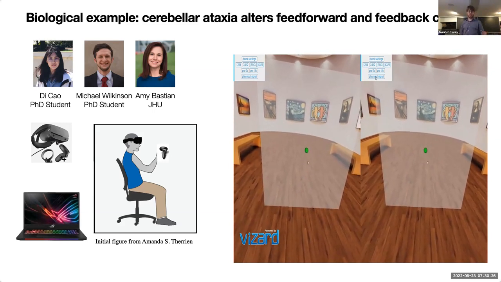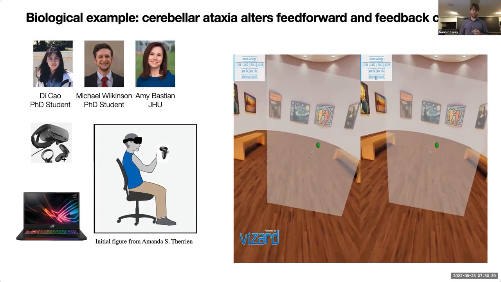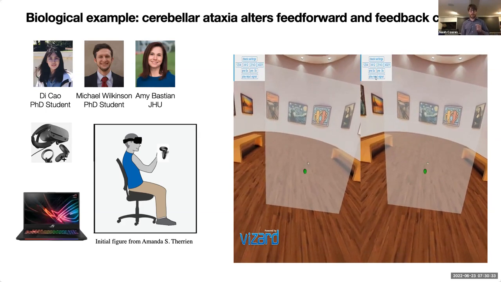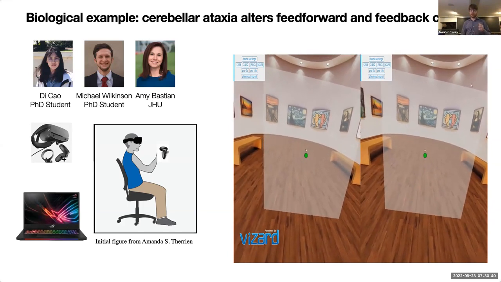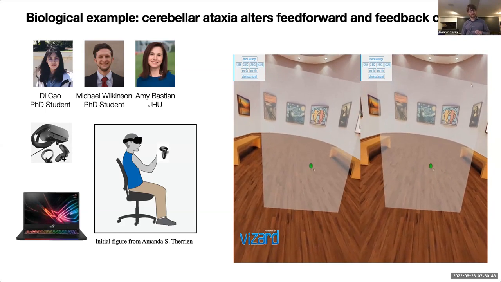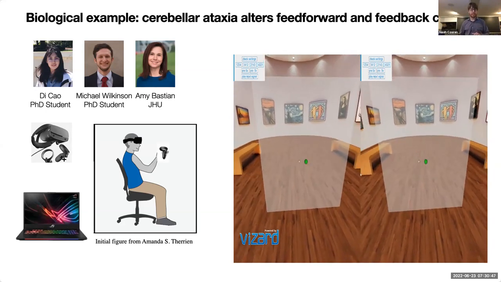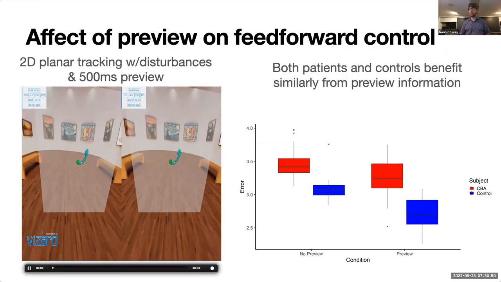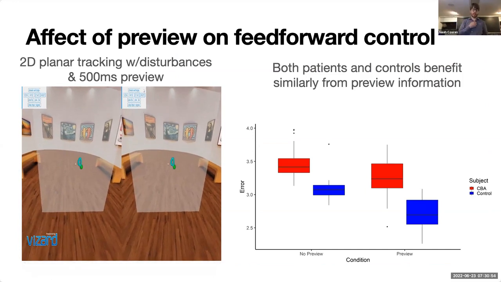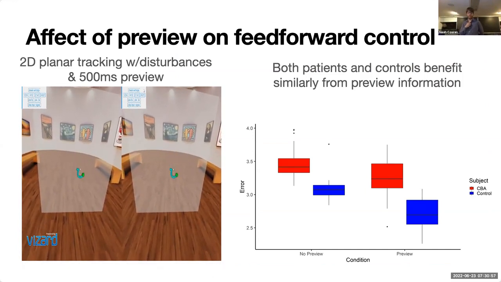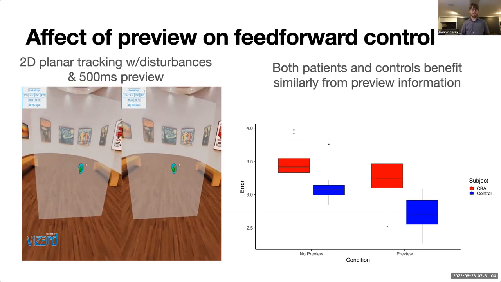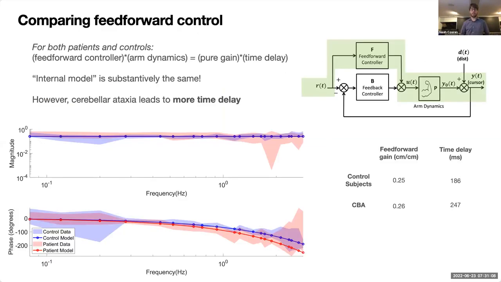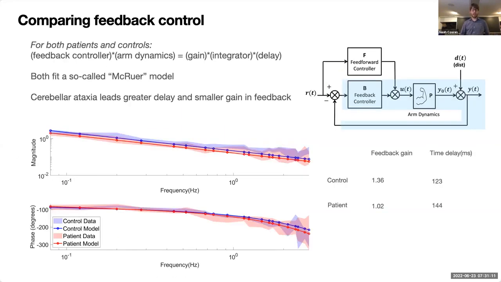I won't go into the details, but quite counter to our intuition, Dee really discovered that individuals with cerebellar ataxia, which is a disorder that leads to movement discoordination, have very largely intact both feedforward and feedback control, and both are able to benefit from a manipulation that I want to show, where we give a preview of where the target is going to move, and both benefit nearly equally well from this. All of this was extremely counterintuitive to us, but it allowed us to tease apart both the feedforward and the feedback controllers using this control theory approach. Okay, great.